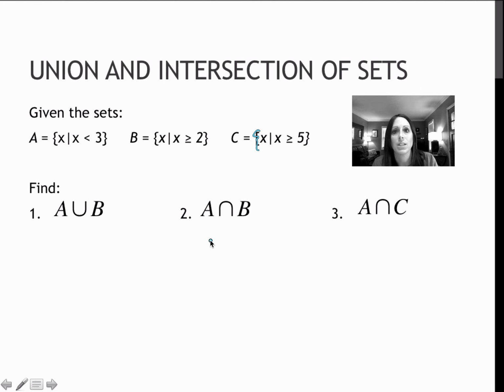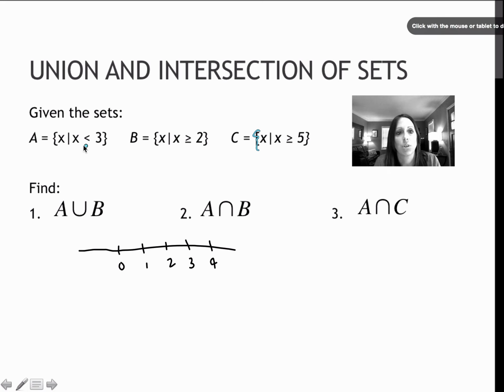So one way to help us to figure out what the union or intersection of sets are is to put them on a number line. So if I had a number line, let's see, I'm looking at A and B, which is 3 and 2, so say 0, 1, 2, 3, 4, etc. So I'm going to look at what my graph of A would look like, which is all the numbers less than 3, which would be this direction from 3. And this one would be all the numbers greater than or equal to 2, which would be here.